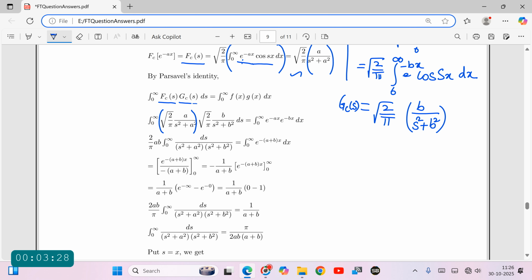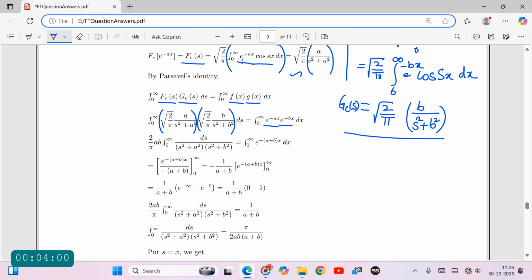Similarly, we already found the value for gc of s. The gc of s value is root 2 by pi b by s square plus b square, into ds. Similarly, substitute the value of f of x. What is the value of f of x given in our problem? The function is in the form of e power minus ax. Similarly, we are taking the value of g of x as e power minus bx, dx here. So after substituting the values, now let's start to simplify it.